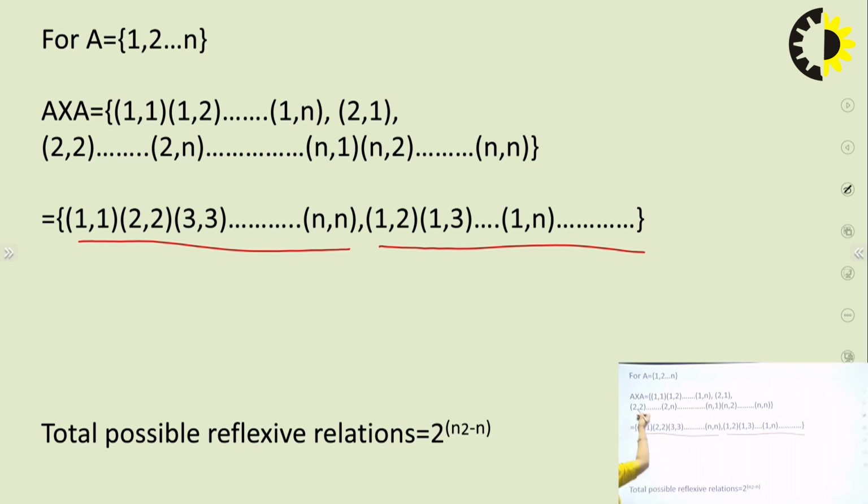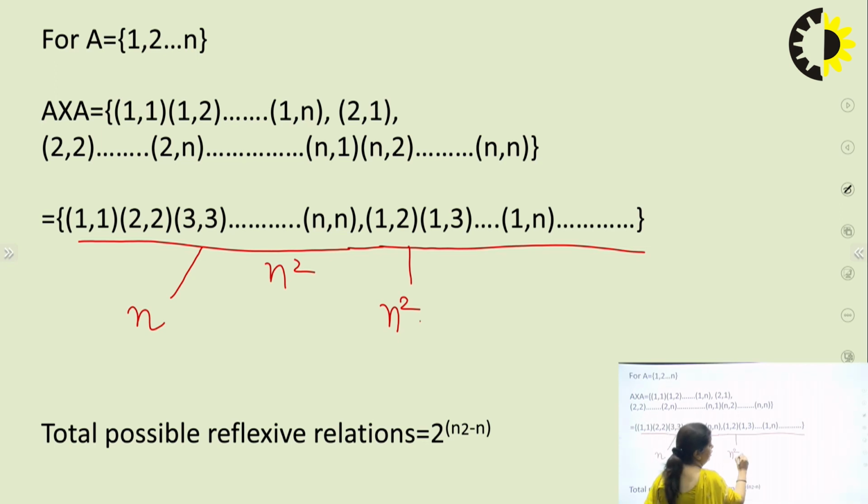Now see, what is going to be the cardinality of A cross A, or how many elements in total are there? There are a total of n square elements, because A cross A contains n square elements. Now if I talk about the diagonal elements, how many diagonal elements do I have? I have n diagonal elements. And how many elements will be remaining if I remove the diagonal elements? Since I have total elements as n square and diagonal elements as n, it becomes n square minus n. So these are my remaining elements.